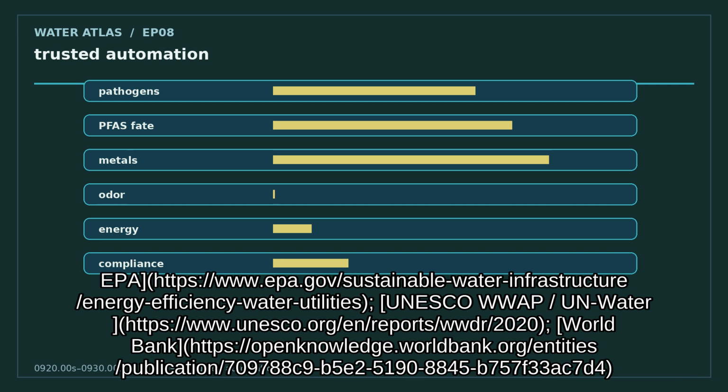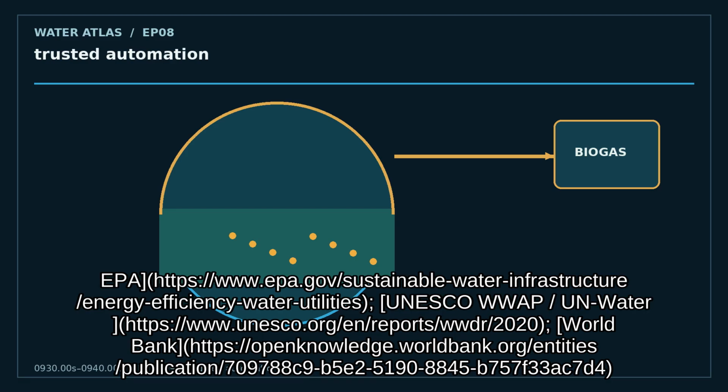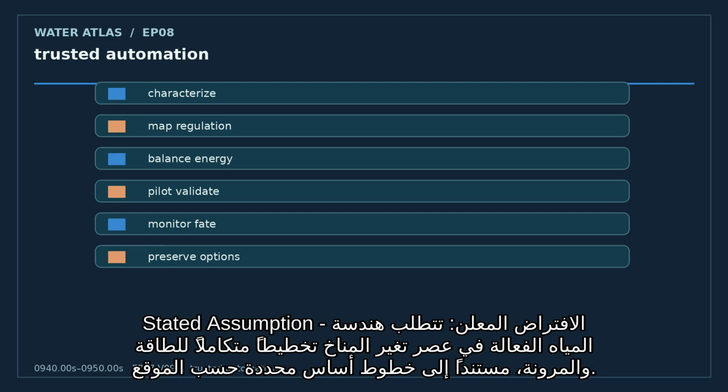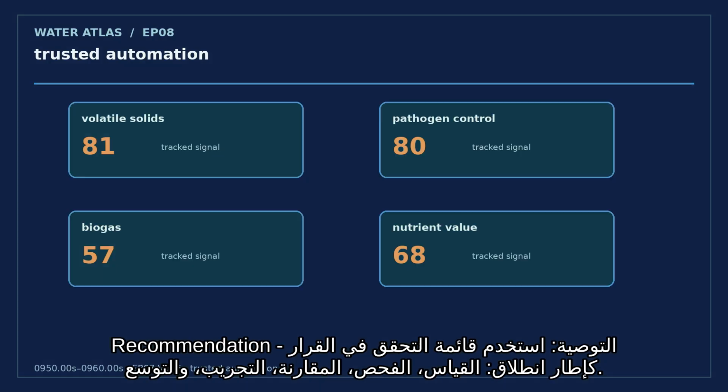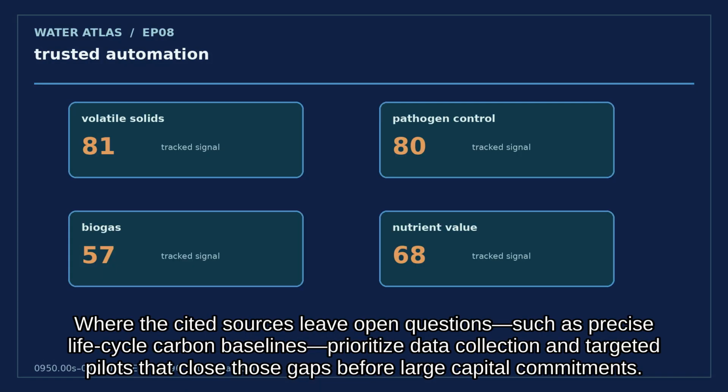Stated assumption. Effective water engineering in the era of climate change requires integrated energy and resilience planning, anchored in site-specific baselines. Recommendation. Use the decision checklist as a starting framework. Measure, screen, compare, pilot, and scale. Where the cited sources leave open questions, such as precise life cycle carbon baselines, prioritize data collection and targeted pilots that close those gaps before large capital commitments.